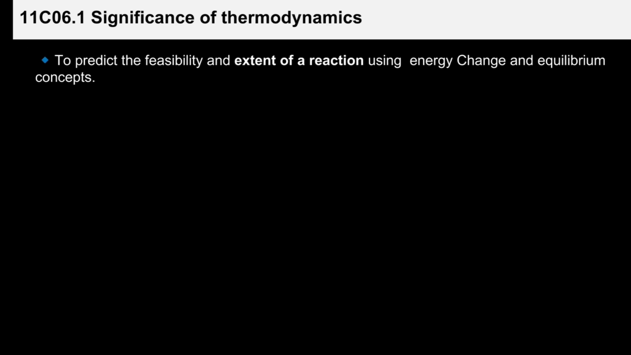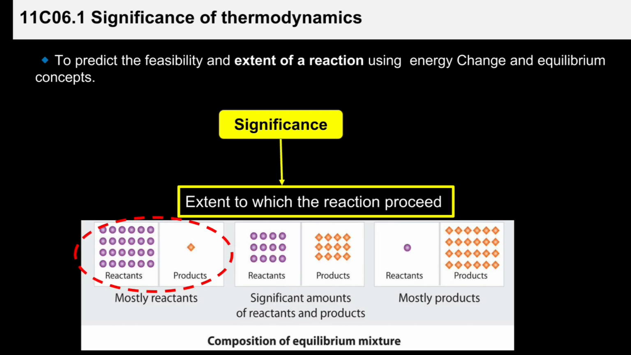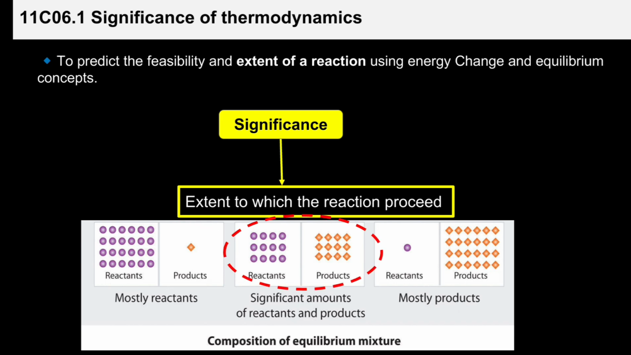Next is to predict the feasibility and extent of reaction using energy change and equilibrium concept. For example, in the first case, the reaction mostly lies on the reactant side, so the reaction is very less feasible. And in the second case, the reaction achieves equilibrium, so the amounts of reactant and product are the same. And in the third case, equilibrium lies mostly on the product side, so the reaction is very much more feasible than these two conditions.